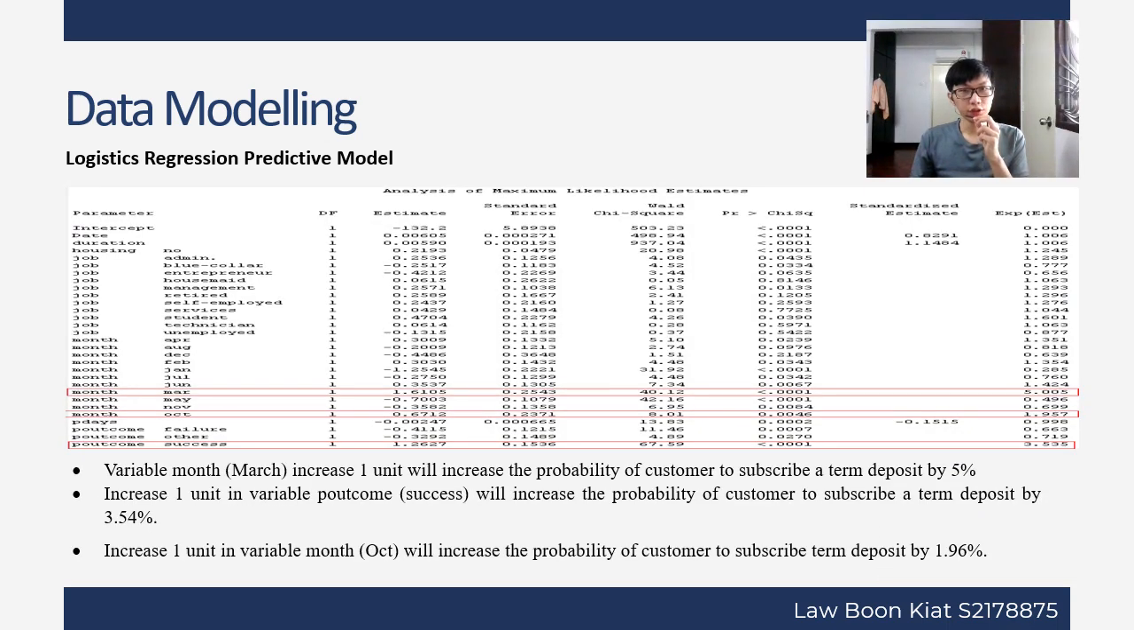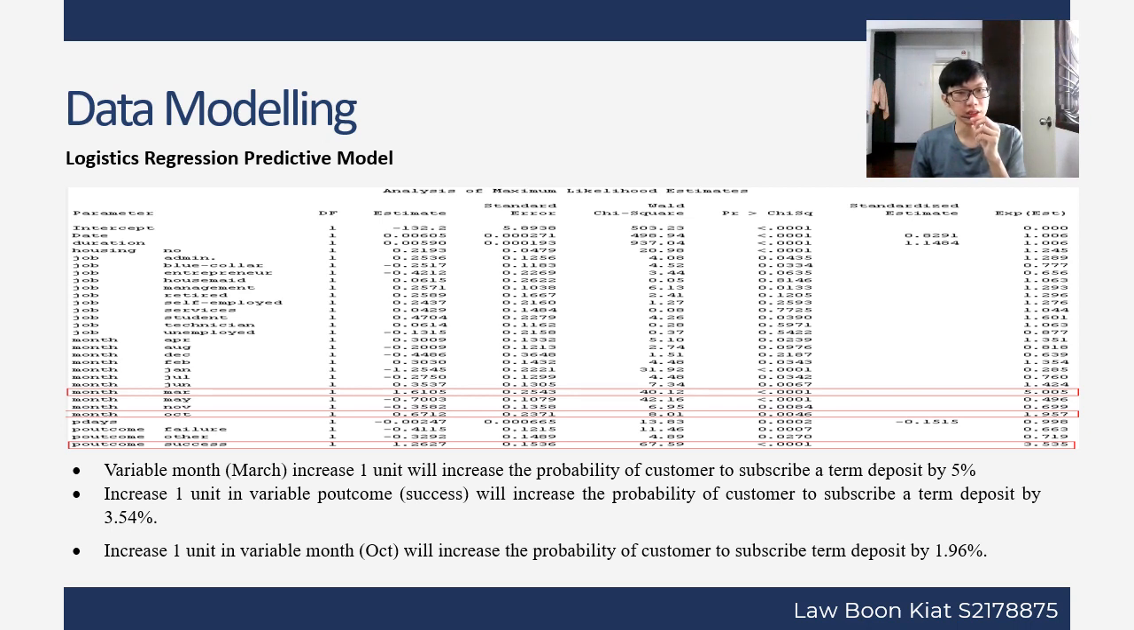From the effect of features in logistic regression, there are three major findings in our study. First is the variable month March: when it increases one unit, it will increase the probability of the customer subscribing to the term deposit by 5%.